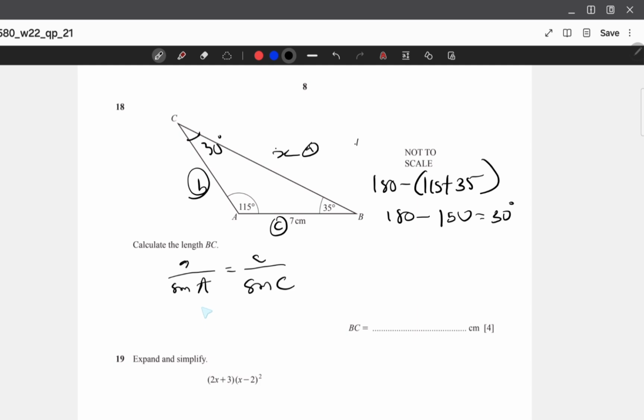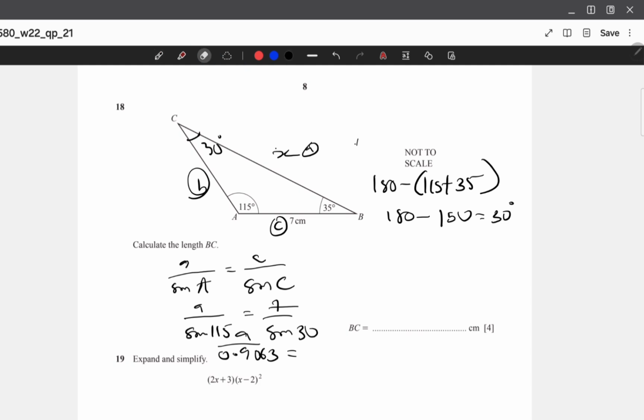So this will now be, small a is what? Small a is a, because that's what we're looking for. Then sine 115 equal to small c, 7, over sine 30. So sine 115 is what now? Sine 115 will give me 0.9063.